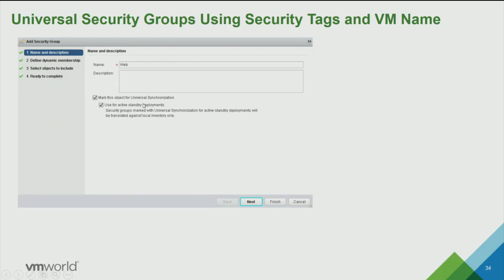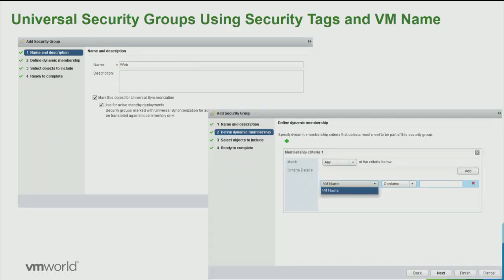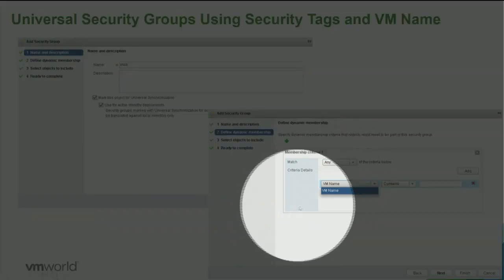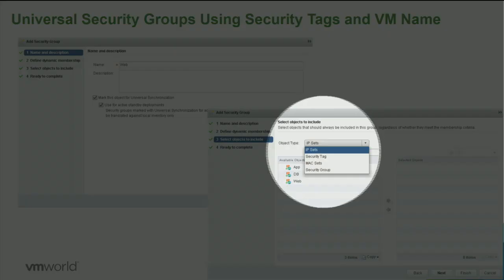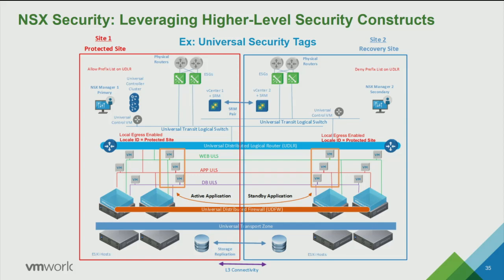And if you select that, you'll get additional options where you can now dynamically find VMs based on VM name. You can also use security tags. You can see security tag in here, right? So let's walk through an example here, and I'll use security tag. So the first thing I do when I'm leveraging this capability, and this is probably one of my favorite features in NSX 6.3, is on the primary site, I set unique selection criteria.